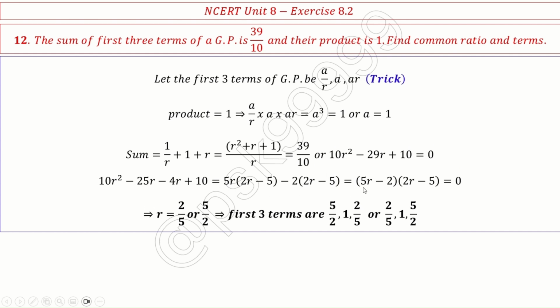So I'll get 5R minus 2 into 2R minus 5 equal to 0. So R equal to either 2 by 5 or 5 by 2. So I get my first three terms as 5 by 2, 1, 2 by 5, or 2 by 5, 1, 5 by 2.